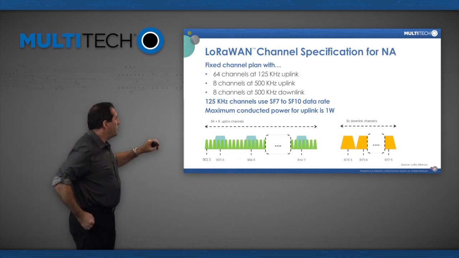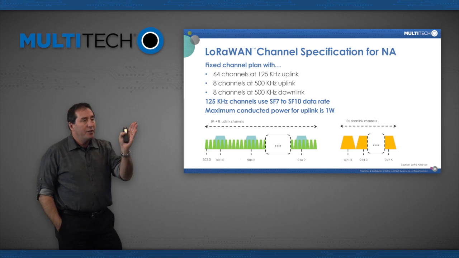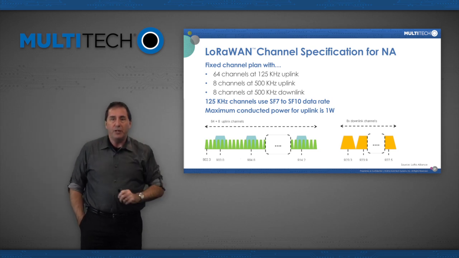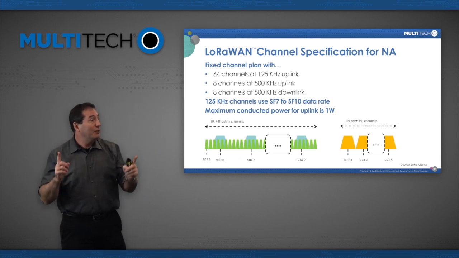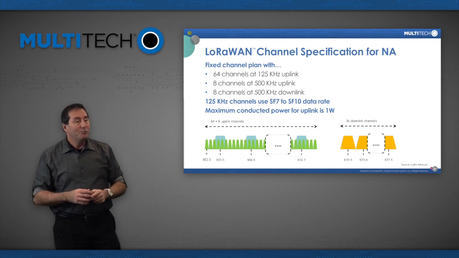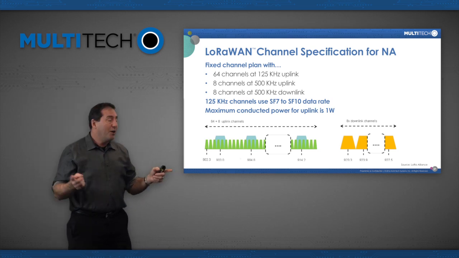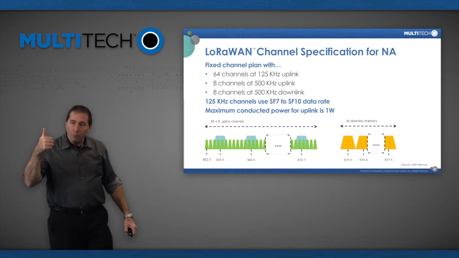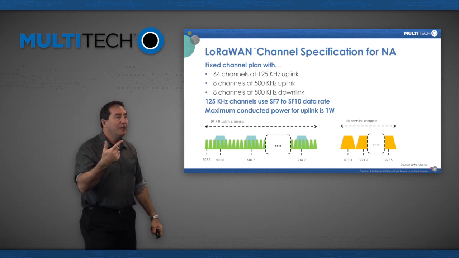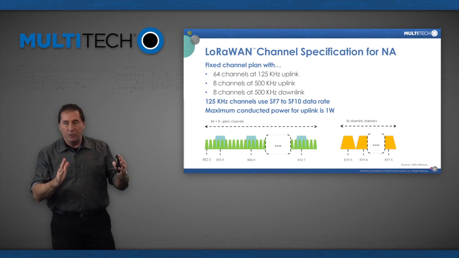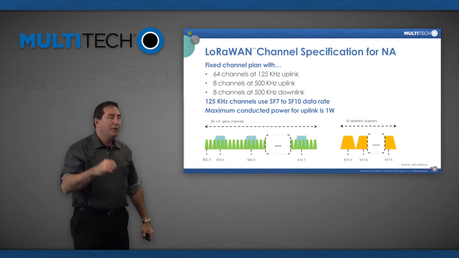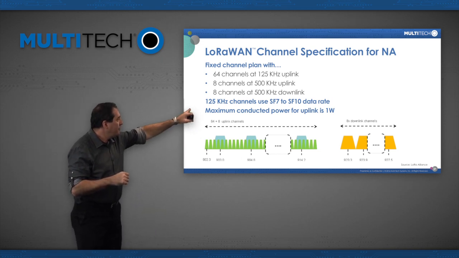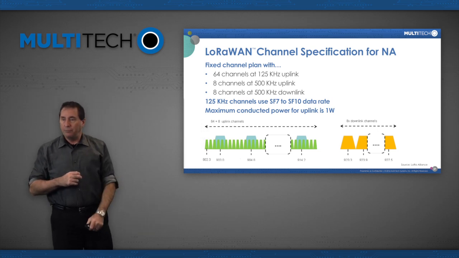So in the United States, we have a channel plan because we have 902 to 928 megahertz, which is a nice hefty chunk compared to the rest of the world. We can break that down into 64 125 kilohertz channels up. Plus we've defined 8 500 kilohertz channels up, and then we have 8 500 kilohertz channels down.